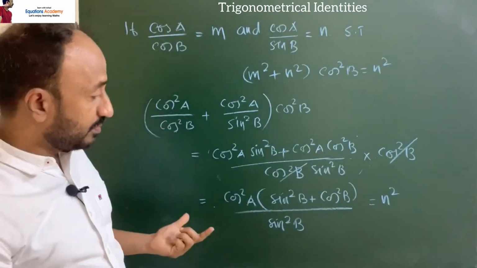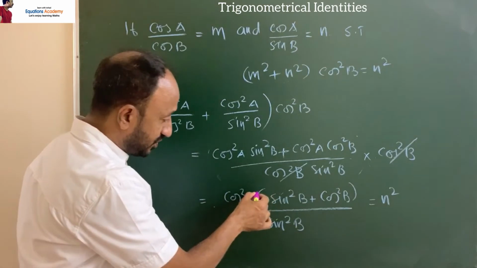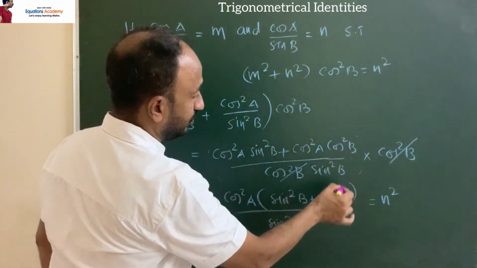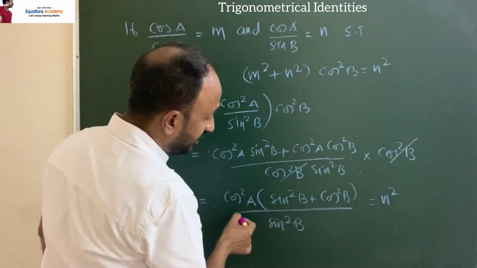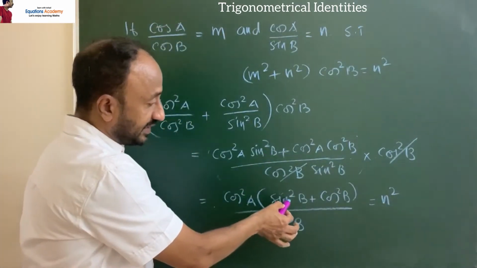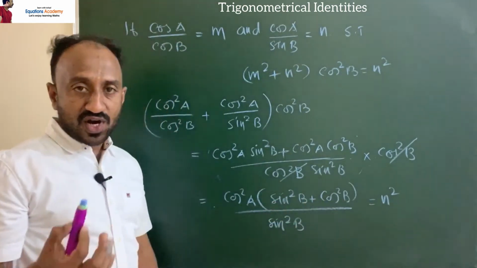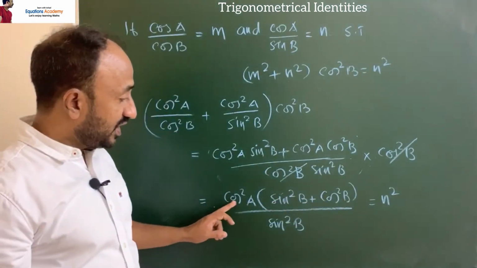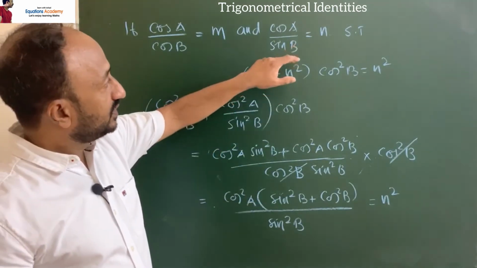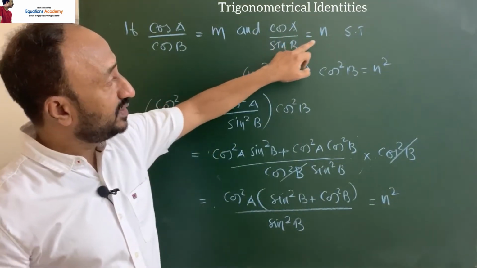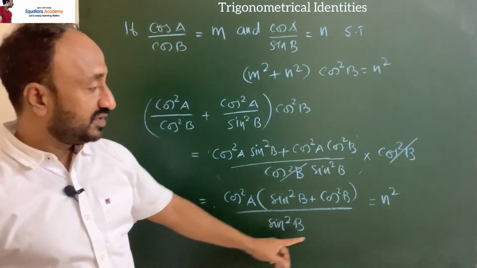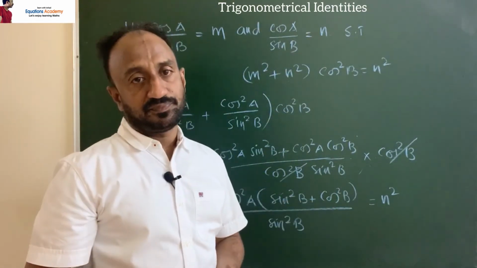Cos square A is common, take cos square A outside: cos square A into sin square B plus cos square B, divided by sin square B. Now we know that sin square B plus cos square B is 1, so we get cos square A by sin square B. It is given that cos A by sin B equal to n, so cos square A by sin square B becomes n square.